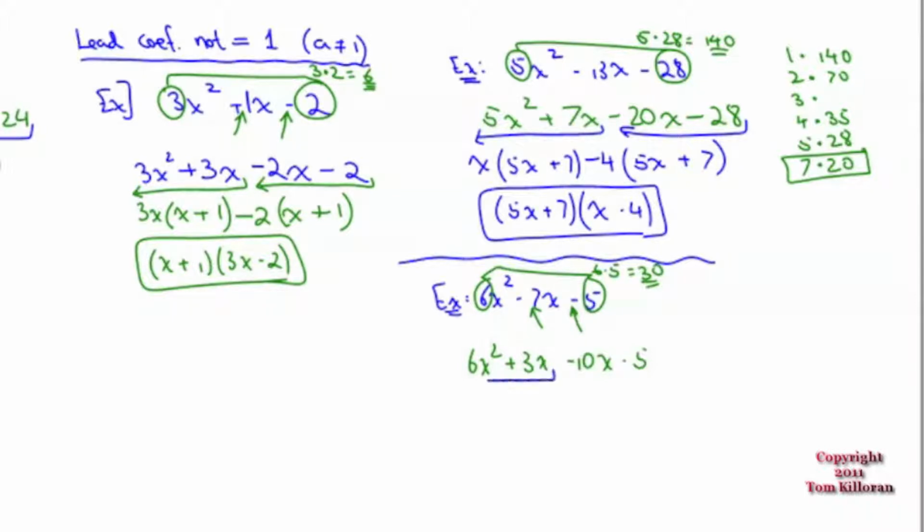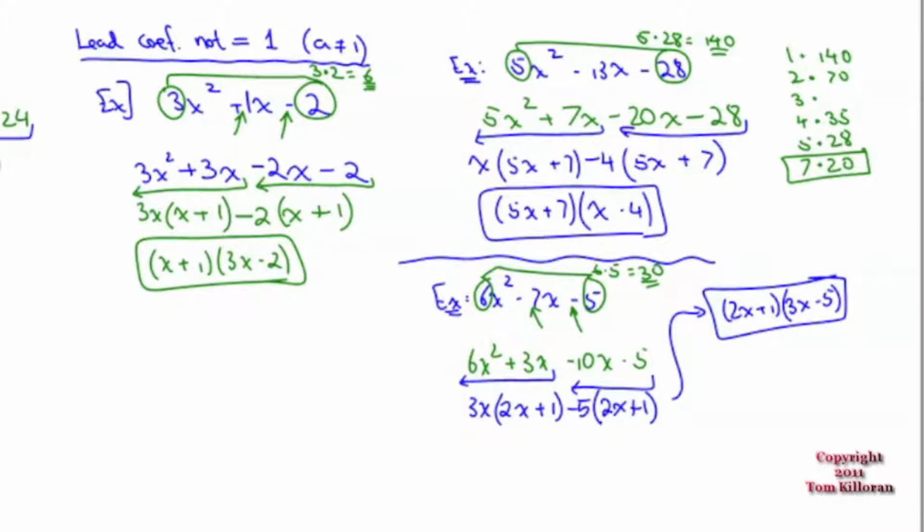GCF of the first 2 terms. 3x. Left behind is 2x plus 1. GCF of the second 2 terms. Negative 5. And left behind, of course, is 2x plus 1, because negative 5 divided by negative 5 is a positive 1. So finally, write it up here. We pull out the 2x plus 1, and we leave behind 3x minus 5.